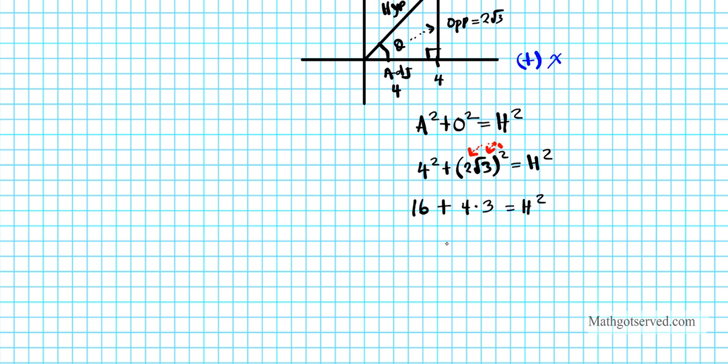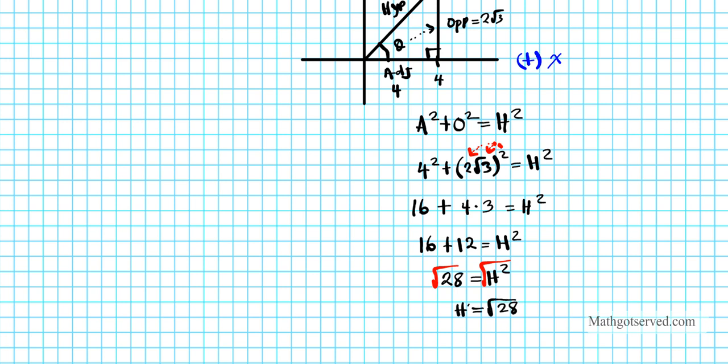So we have 16 plus 12 equals H squared. 16 plus 12 is 28 equals H squared. So to get H by itself, we're going to have to take the square root of both sides. So root this and root this. That tells me that H is the square root of 28.